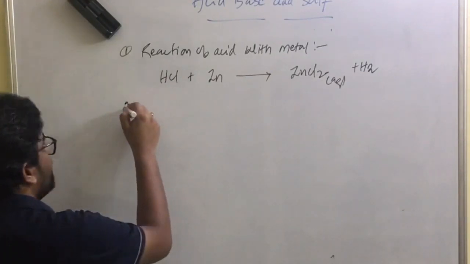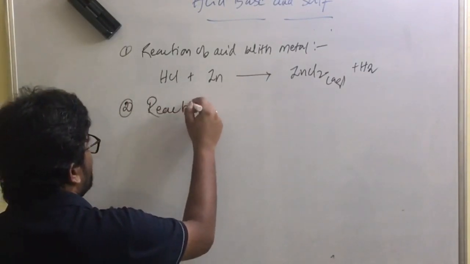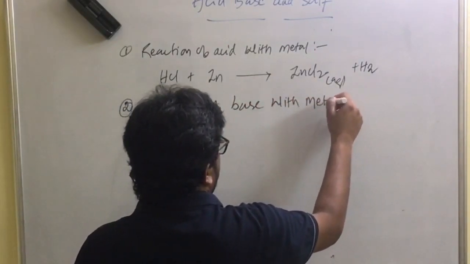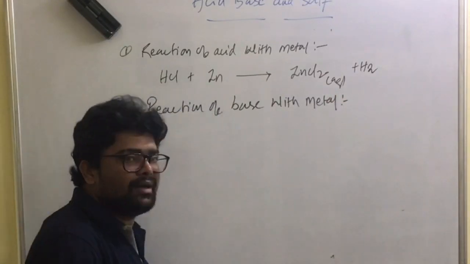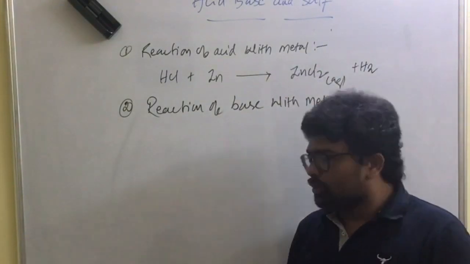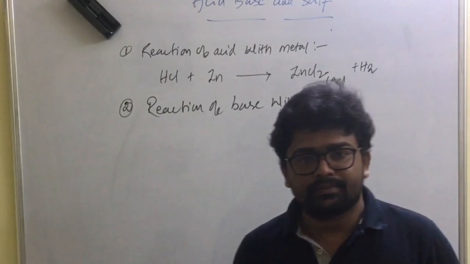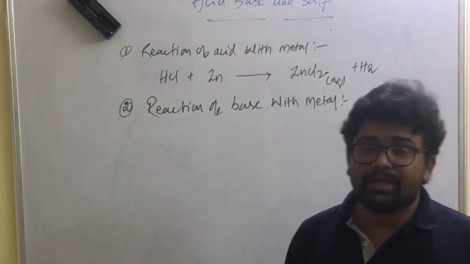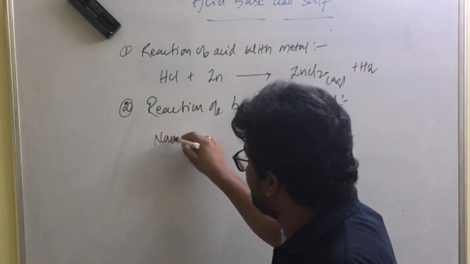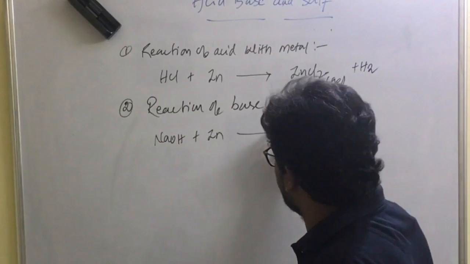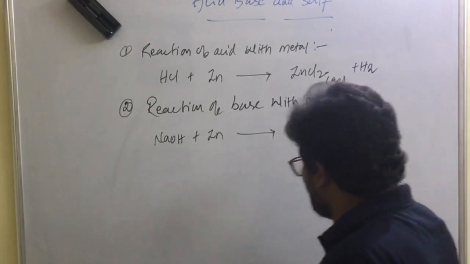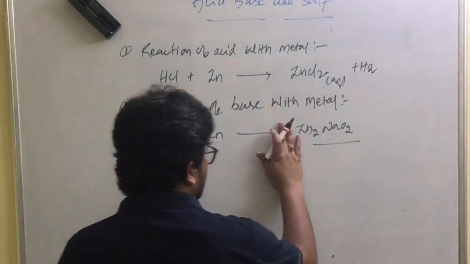Now the next chemical property, reaction of base with metal. Now here, nearly all acids, सब acids metal के साथ react करेंगे और आपको hydrogen gas मिलेगा. Now the question: do bases also react with metal? Yes, but not all metals react with the bases to release hydrogen gas. I'll take an example here. Base NaOH, when it reacts with zinc, it forms sodium zincate.